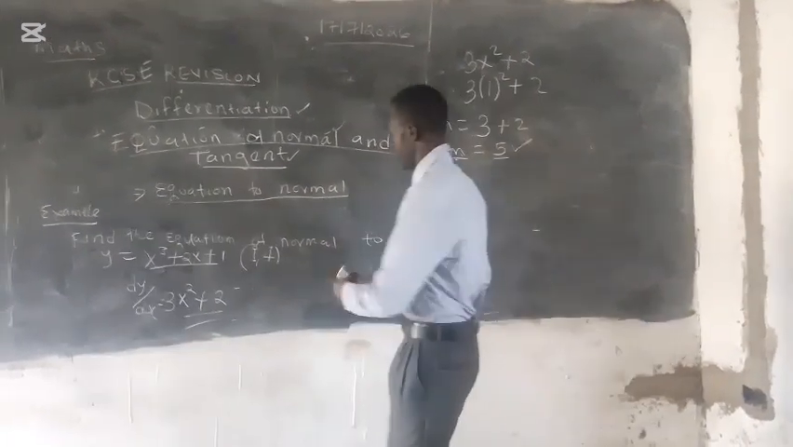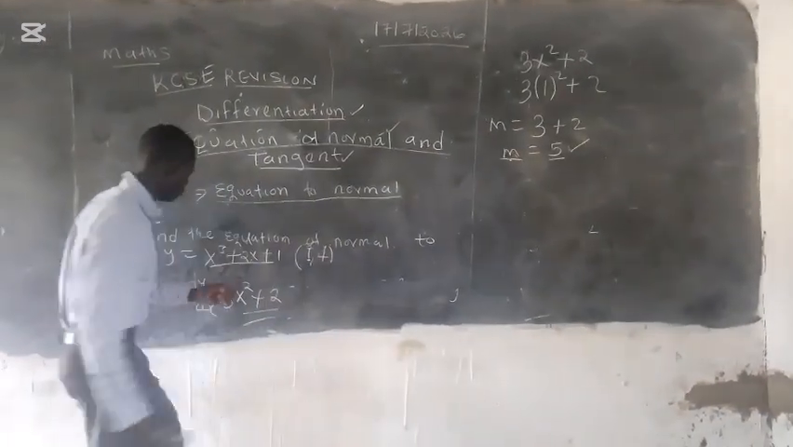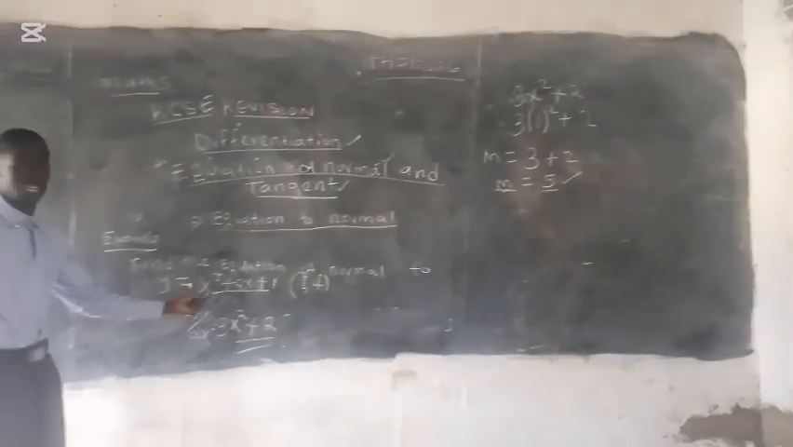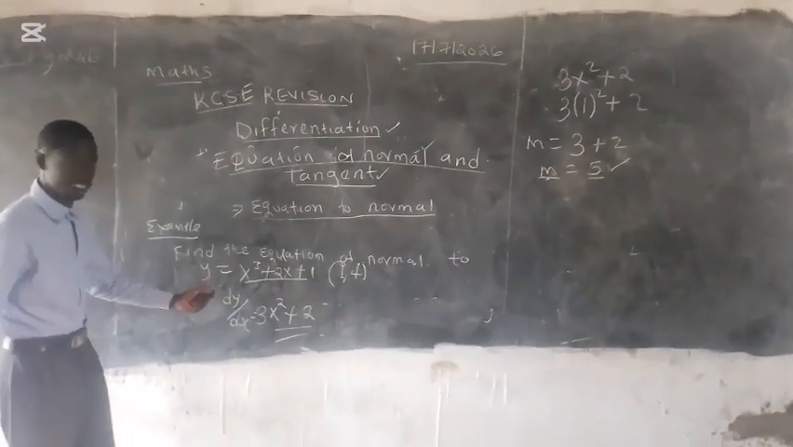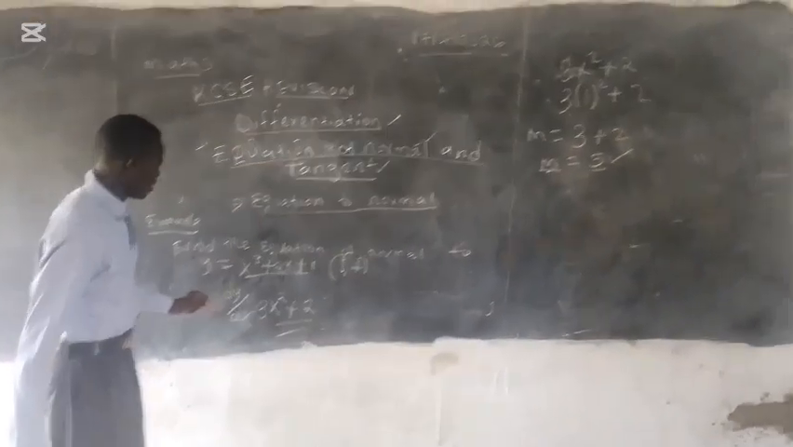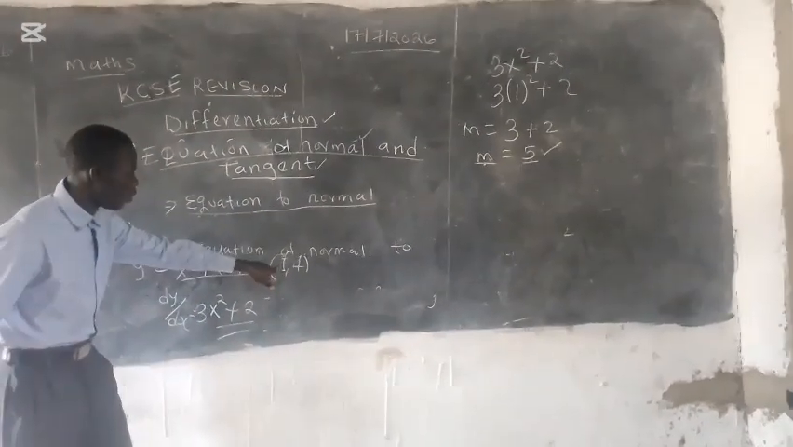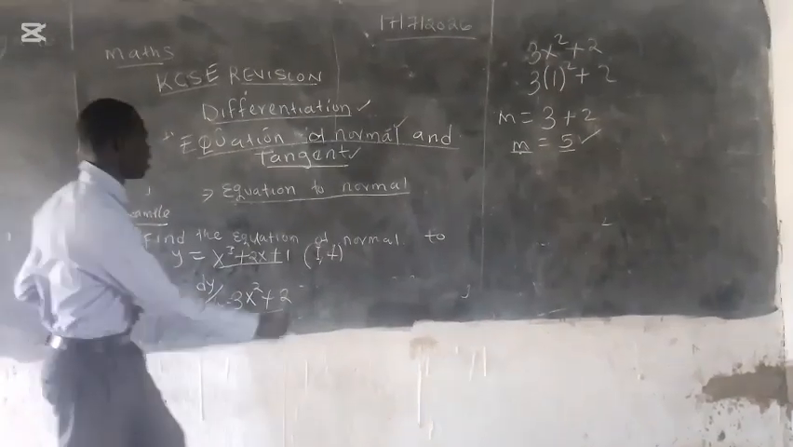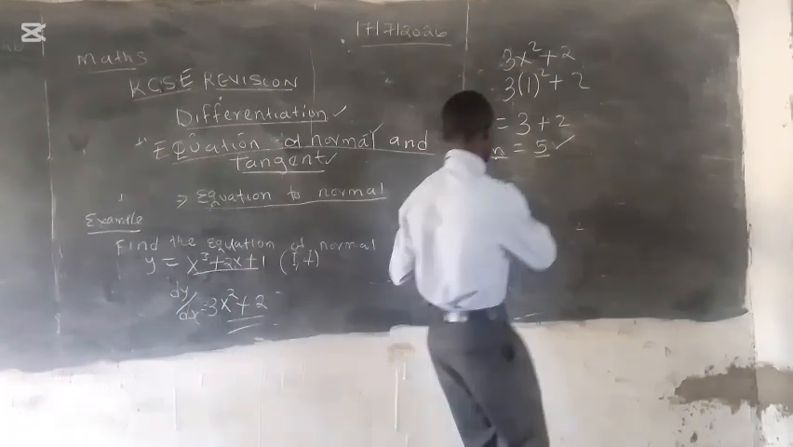We say that if you want to get the gradient, you differentiate the curve given or the equation given. Then after differentiating, you ensure that you replace the value of x in the gradient function to get now the gradient.